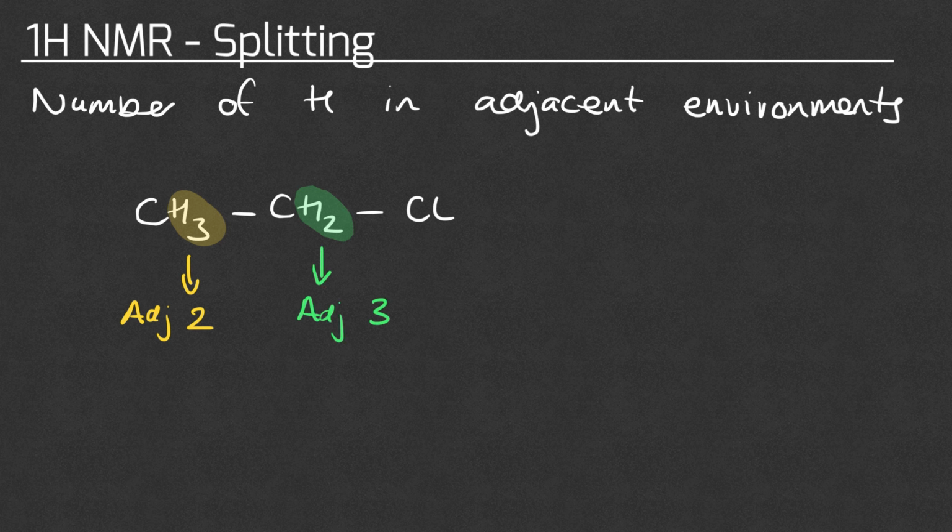Therefore, the green environment would have 3 adjacent hydrogens. So on the carbon adjacent to this one, which is this one here, there are 3 hydrogens in total.